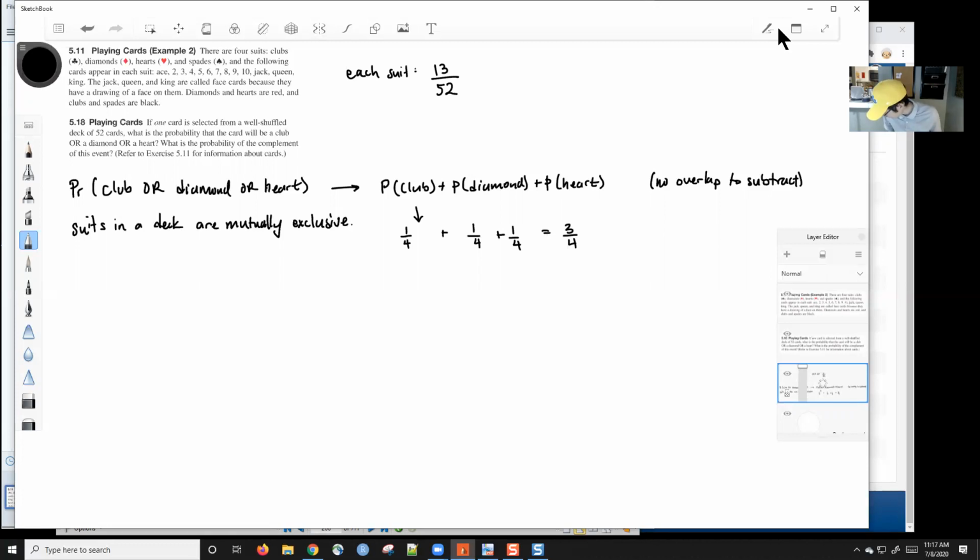We could try, I can make up other problems. What's the probability of, let's say, a red card or an ace? Half the deck is red, and then there are 4 aces here. And here there is overlap. These are not mutually exclusive.